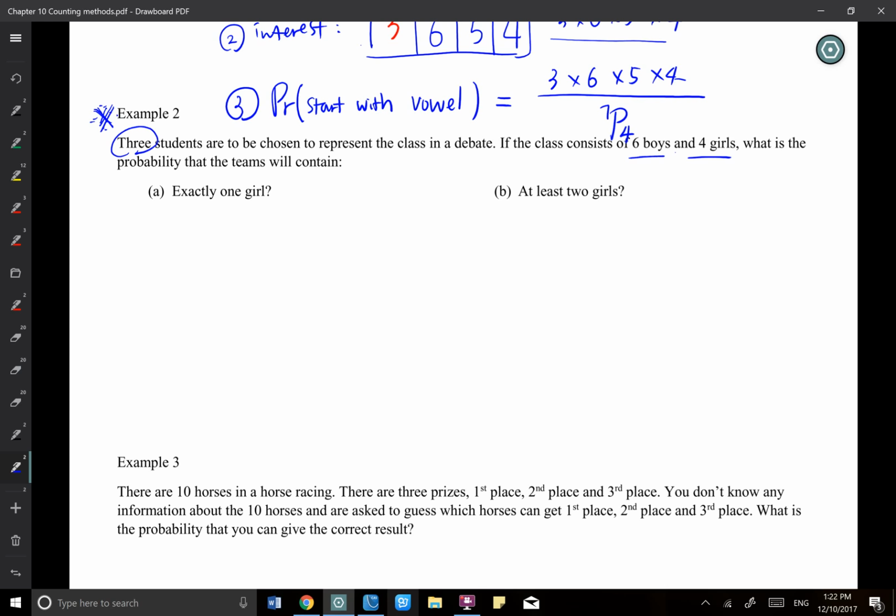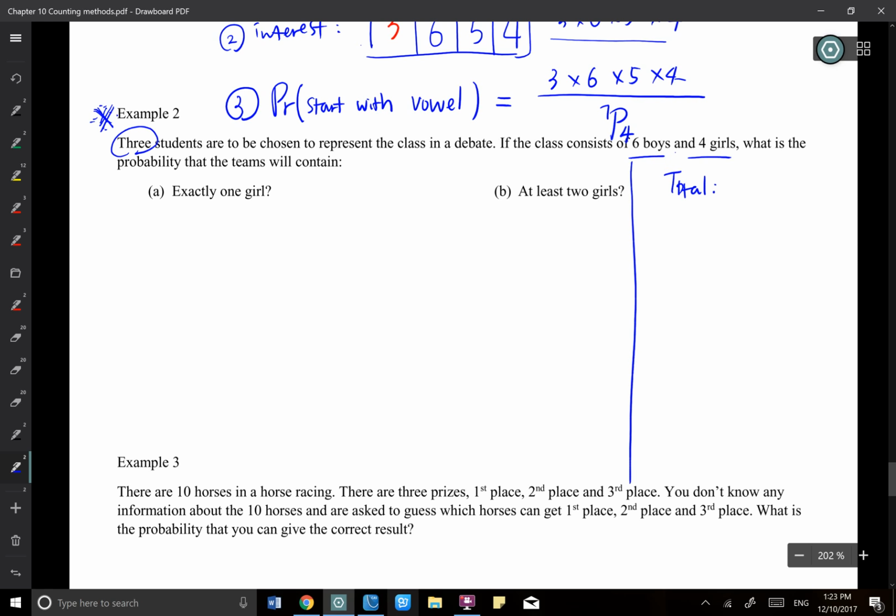So I will think about the total number of ways without any restriction. I'll write total here. I want to know the total number of ways I can select 3 students from 10 students. So this is definitely a 10, 3 situation: I will select 3 from 10. So I'll say 10C3, or nCr. That's the total.